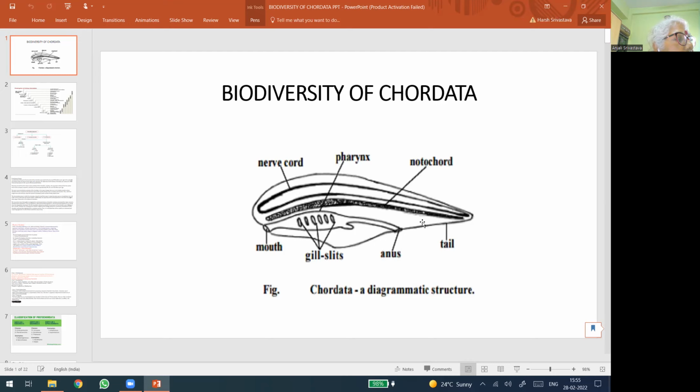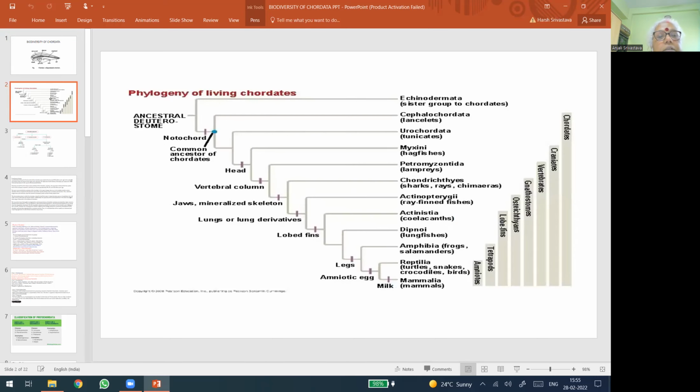Now, let us see the classification of the phylum Chordata. This is the phylogeny of living chordates. The living chordates may be divided into mainly two. This is the phylogeny. It includes the ancestral deuterostomes. The deuterostomes are the group in which the anus develops at the embryological developmental stage.